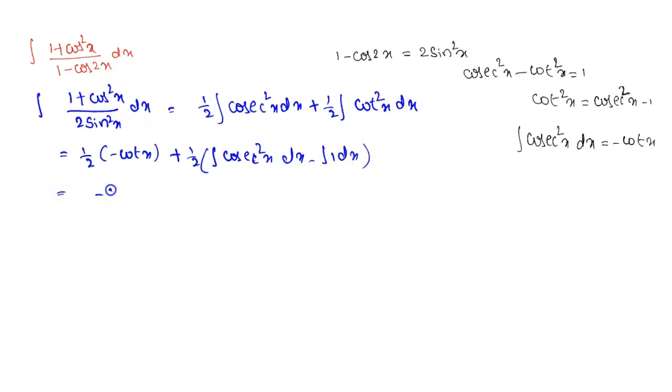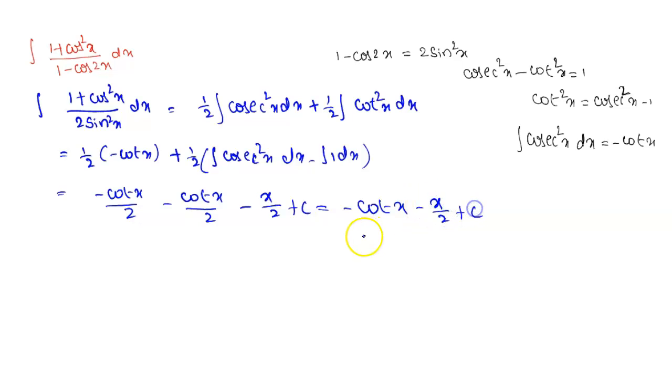So this is equal to minus cot x by 2. Again, integration of cosecant square is minus cot, so again minus cot x by 2, minus the integral of 1 dx, which is x, so x by 2, plus c. So this is equal to minus cot x by 2 minus cot x by 2, which is minus cot x, minus x by 2 plus c. This is the answer for this question.